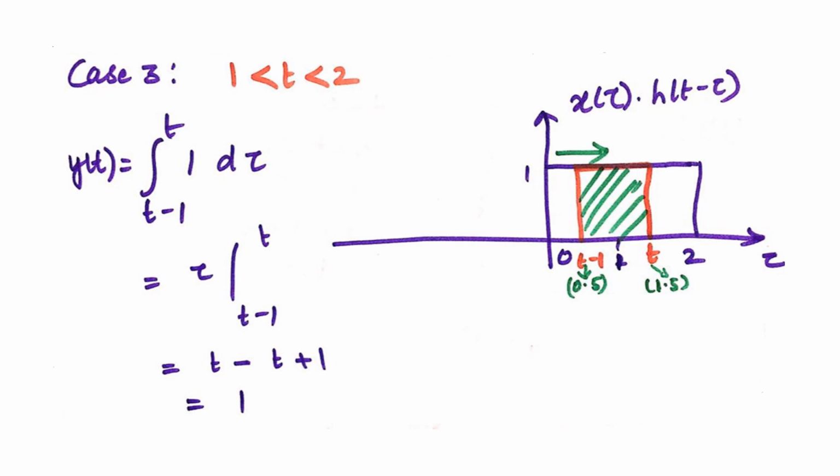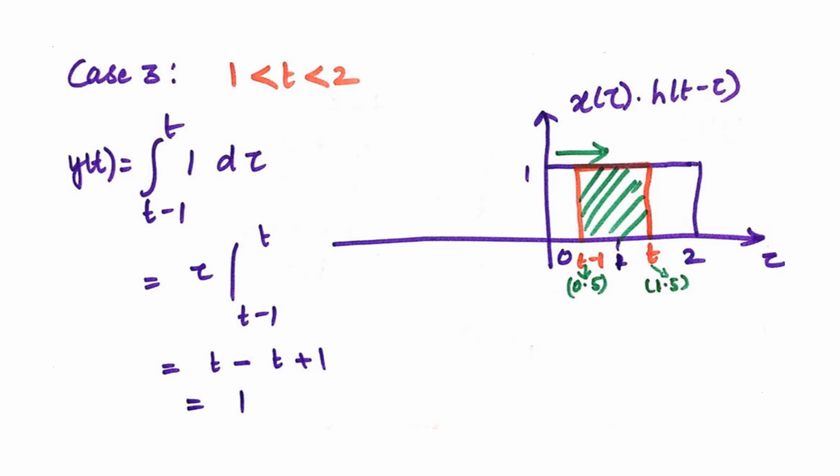You will observe that it has been highlighted in green. The red color is nothing but the glided pulse, that is h of t minus tau. The blue color pulse is the x of tau. And you will see that there is a product which actually exists.